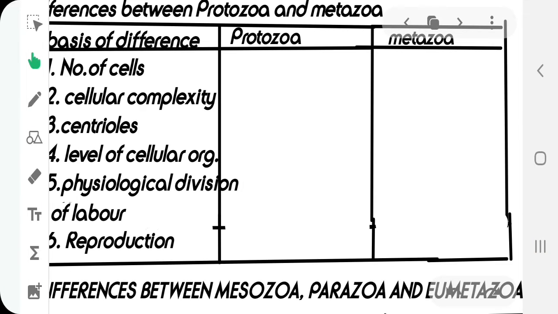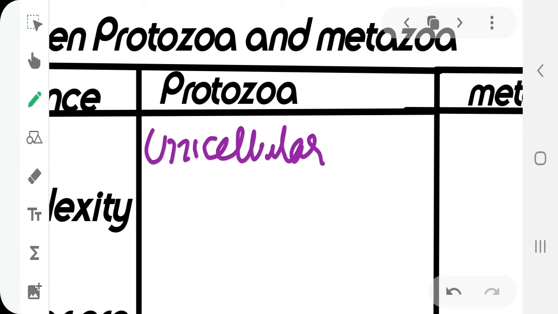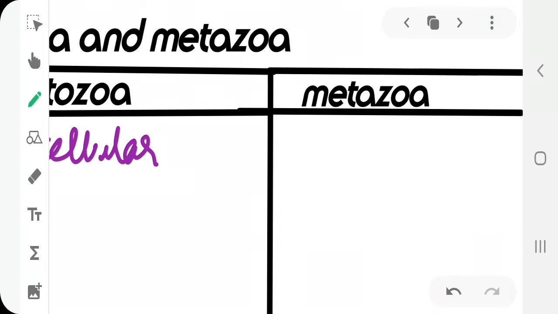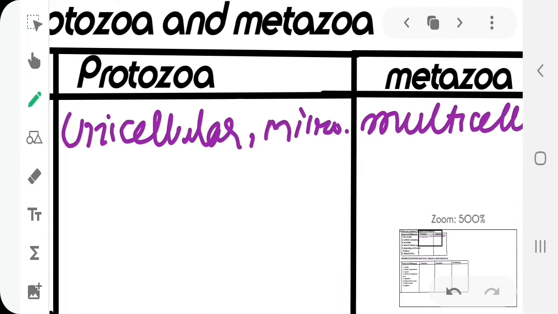So the basis of difference has been written over here. You can see under the basis of differences column. And now we'll see the differences between Protozoa and Metazoa. So the first point of difference is the number of cells. In Protozoa, they are unicellular organisms. They are unicellular, whereas metazoans are multicellular. Protozoans are going to be microscopic in nature, whereas metazoans are going to be large.